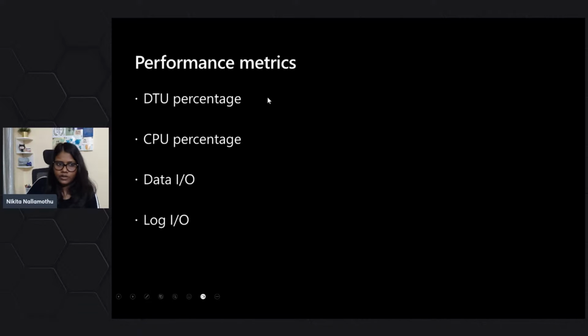Let's look at some important performance metrics that you should look at. Some important ones are DTU percentage, CPU percentage, data IO, and log IO. These are some important ones that you would want to monitor.